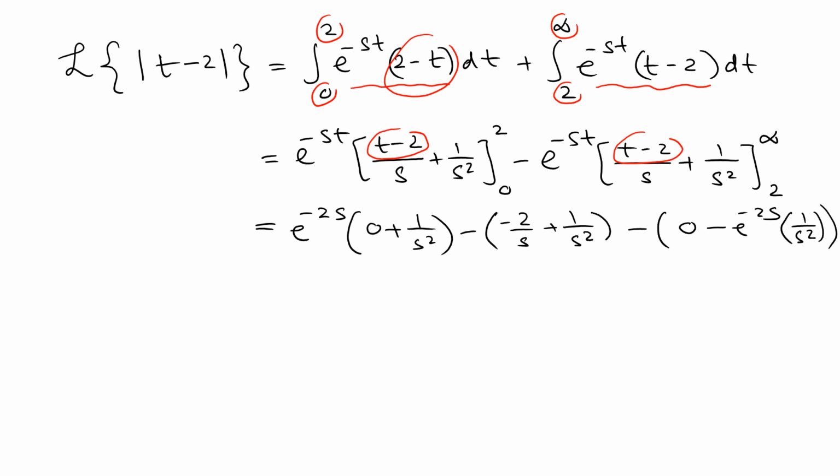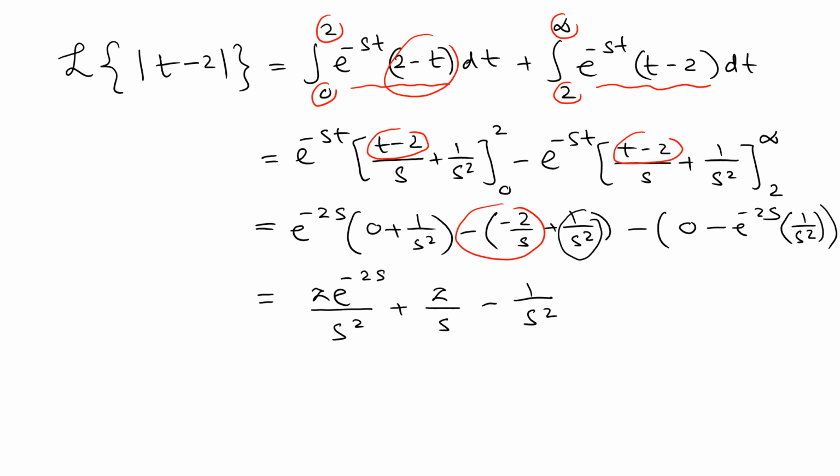Now we can simplify all of them and combine them. When you combine, you finally get 2e to the minus 2s over s squared, plus 2 over s, and you also get a minus 1 over s squared term. Okay, so that's the final answer for this one. What we did was we split the integral into two parts. Okay, let's look at the next example.